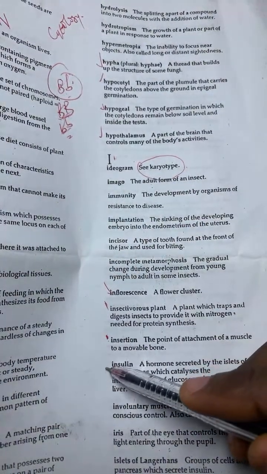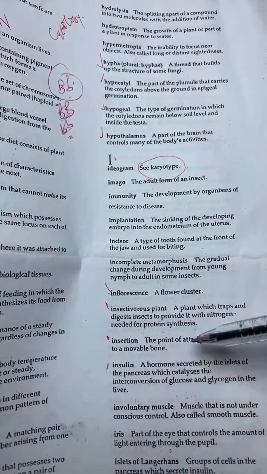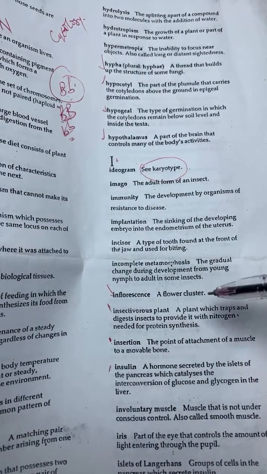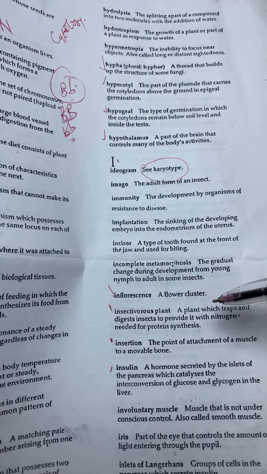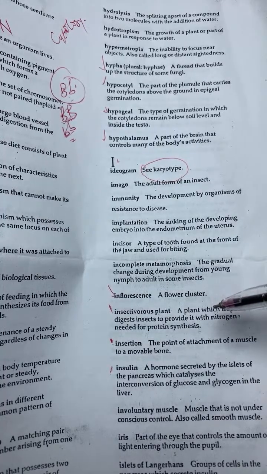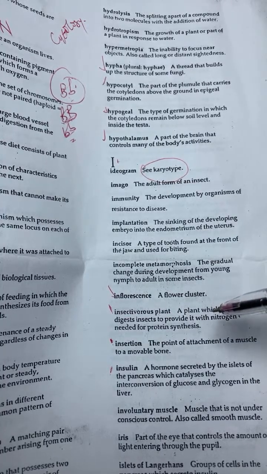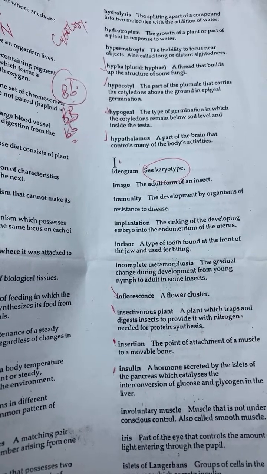Now, insulin, which is another concept, is a hormone secreted by the islet of the pancreas, which catalyzes the interconversion of glucose and glycogen in the liver. So that is insulin for you. But I want you to also understand that one of the major functions of insulin is to regulate sugar content in the blood. That is an important function of insulin.